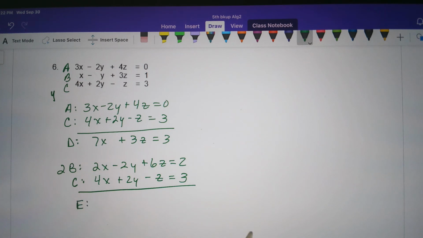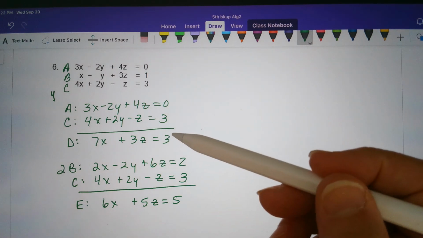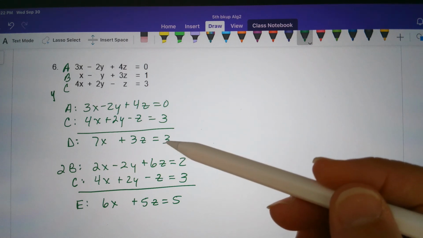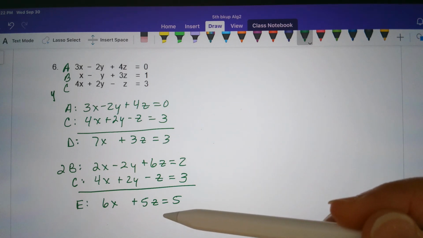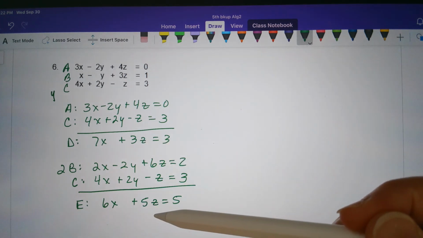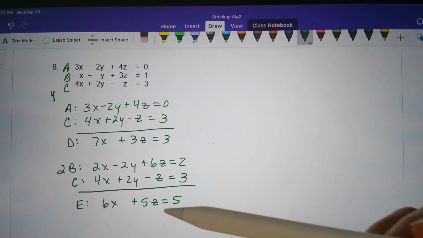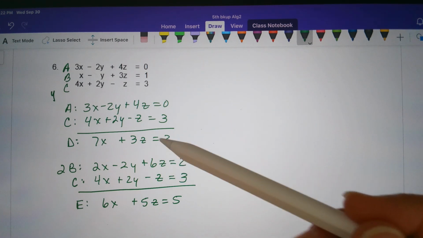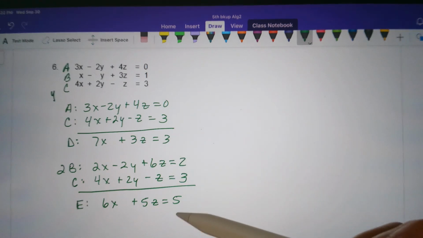The result we label E, 6x plus 5z equals 5. Now we have to take D and E, and looking at these two, we have to choose whether we want to eliminate the x's or the z's. Doesn't matter which one we choose, we're going to have to multiply each of our two equations. So I'm going to go with the z's.